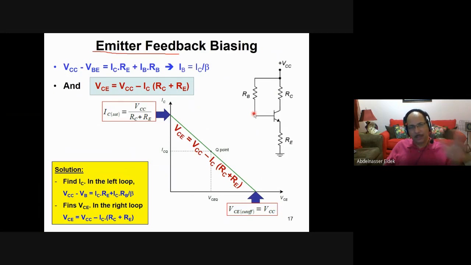Then now we relate it to IC. Okay, and the voltage here is what? The voltage here is 0.7 volt. We know this. And what is the voltage here? The voltage here is IC times RE. So now we have one equation, one unknown, which is IC. We can calculate IC. VCC equal this voltage plus this voltage plus VBE. Or you can move the voltage VBE to the other side to calculate IC. And then we substitute in this equation to calculate VCE. So this is the step.